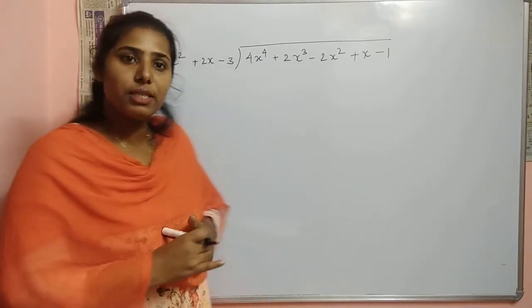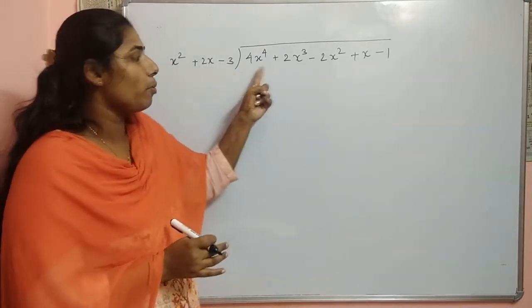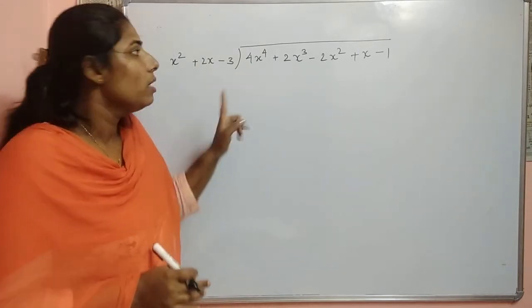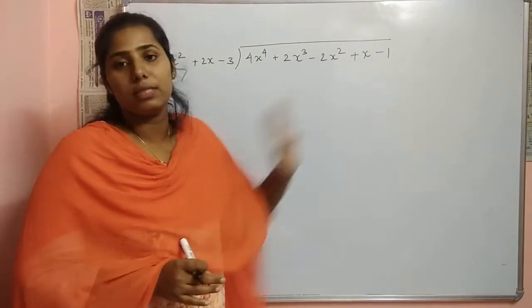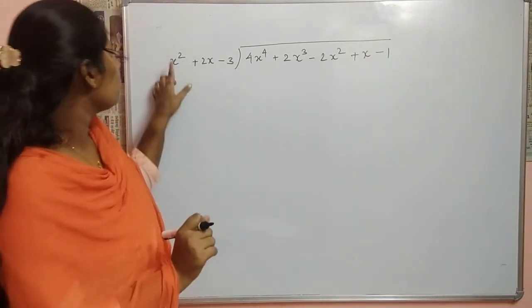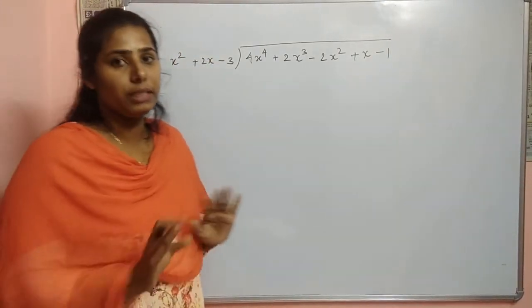What is my first step? We have to check whether they are properly arranged or not. So here after 4, the highest power 4, it is 3, 2, 1, 0. So it is all done. Here also 2, 1, 0 done.